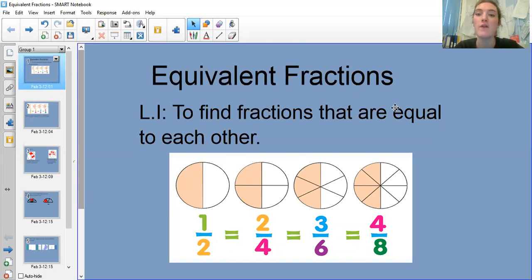Okay, so we are going to find fractions that are equal to each other. They might look different and they might be written different, but they are actually equal to each other.